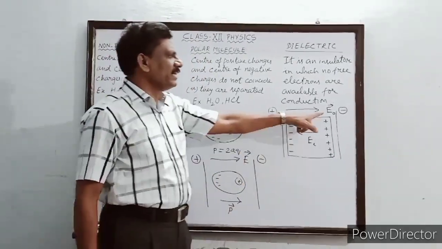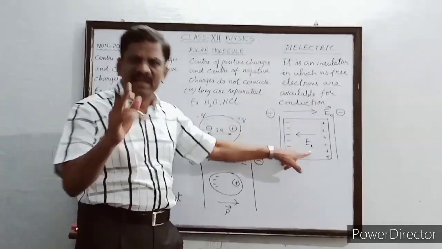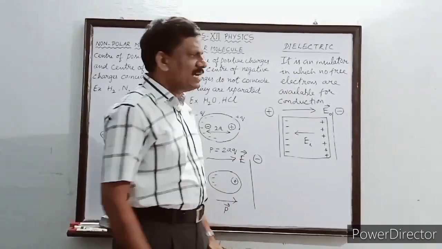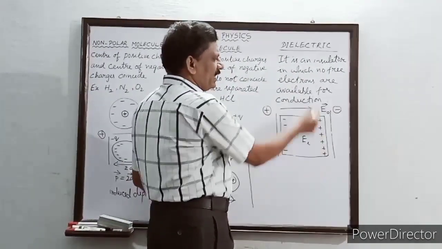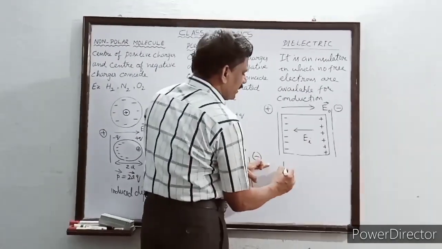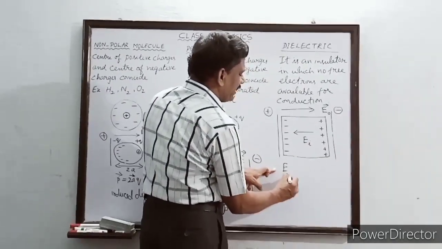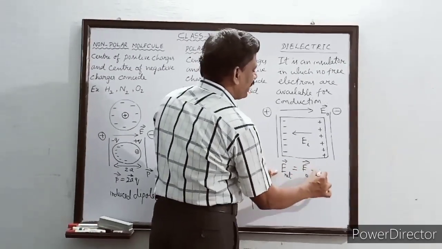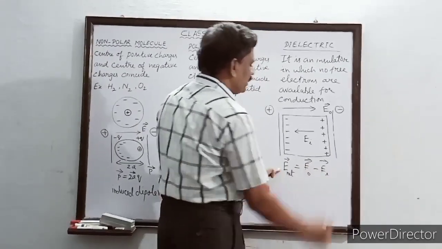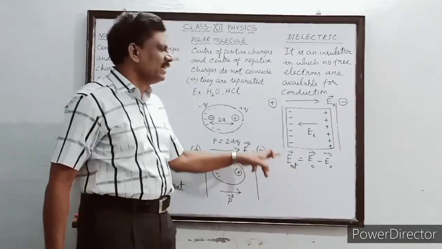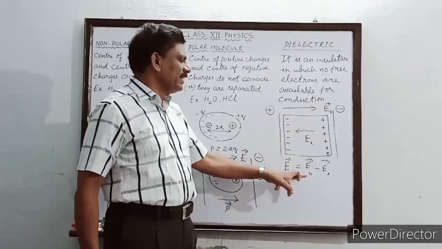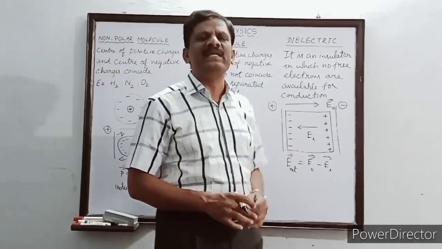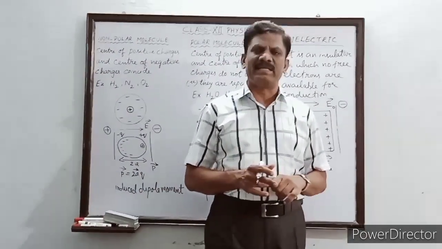Also, the induced electric field will be less in strength than the external electric field. As a result, there is a resultant electric field. The net electric field will be equal to what? E naught minus E induced. So there is a net electric field in the material, that is E naught minus EI. Such an insulating material is called a dielectric.